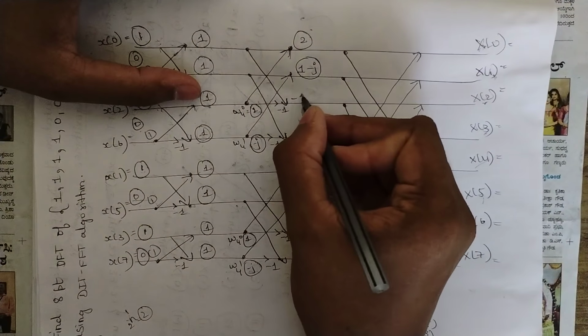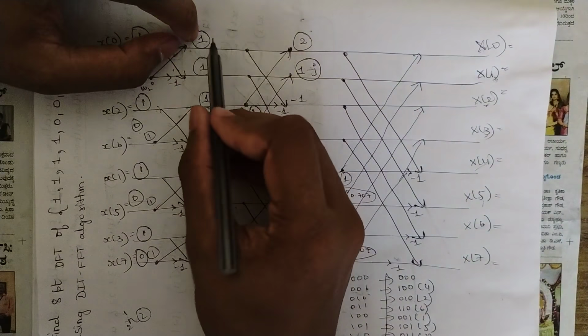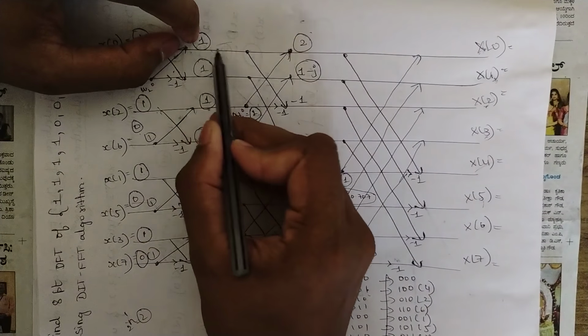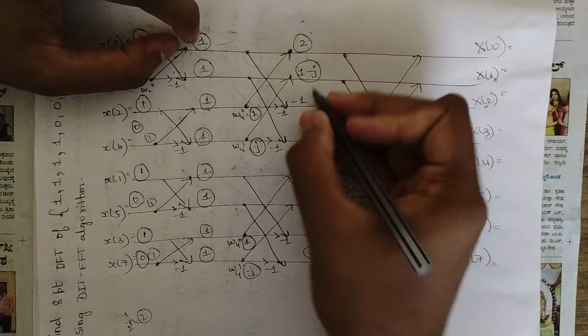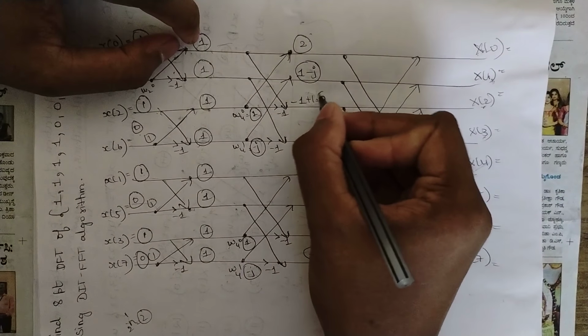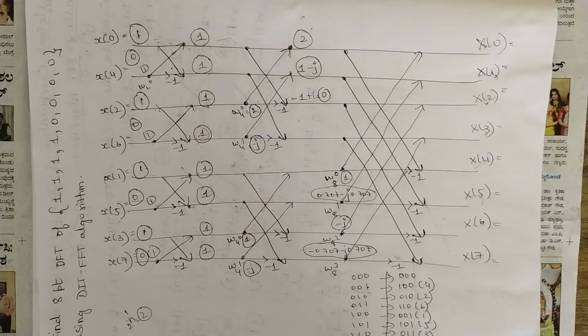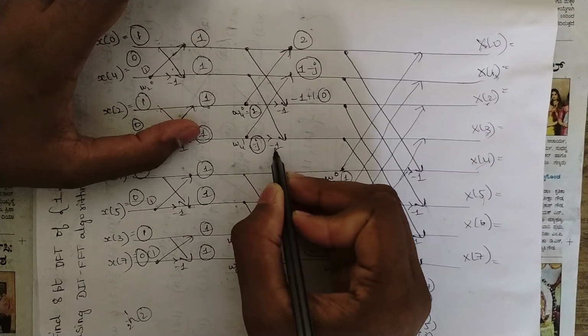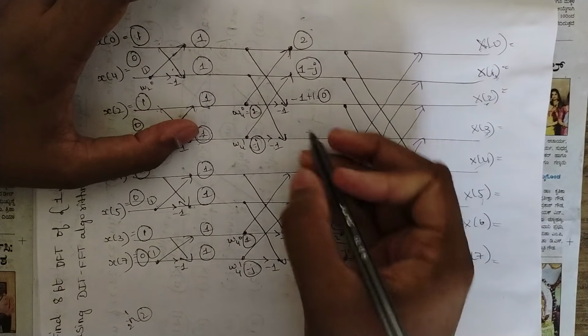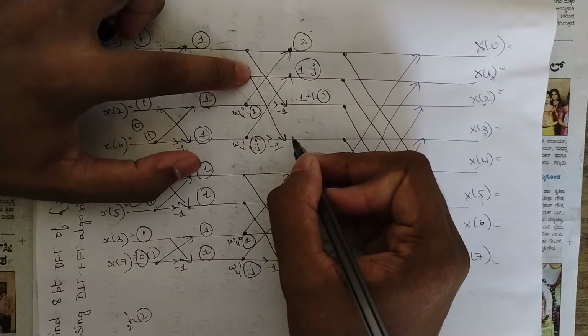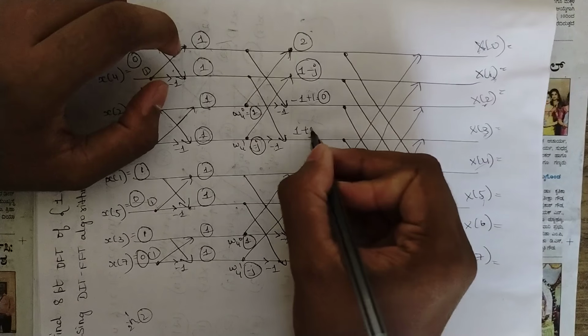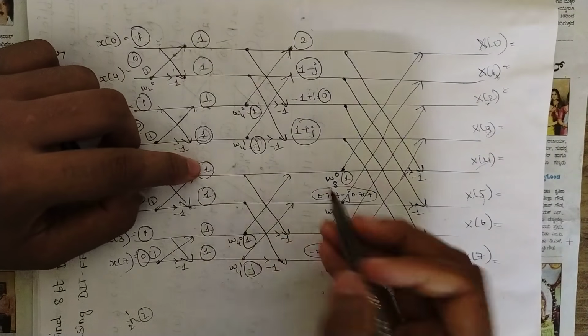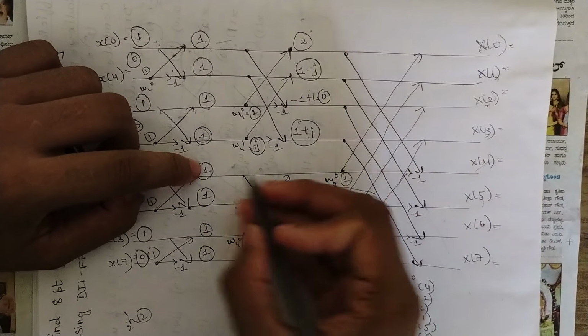So one term is minus 1. Then we have here plus 1, right? This is meeting here. So minus 1 plus 1, that is equal to 0. Okay. Next we have 1 into minus j into minus 1. Minus j minus 1 plus j. And here we have plus 1. So 1 plus j.